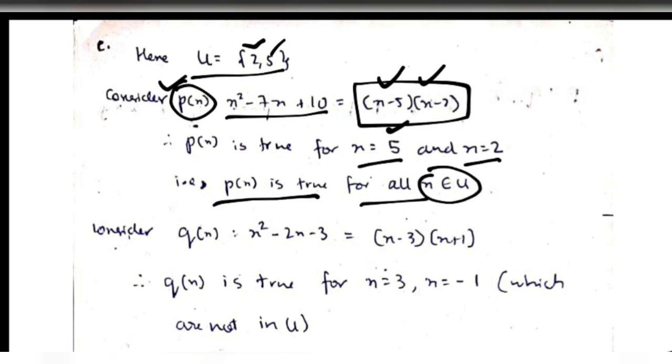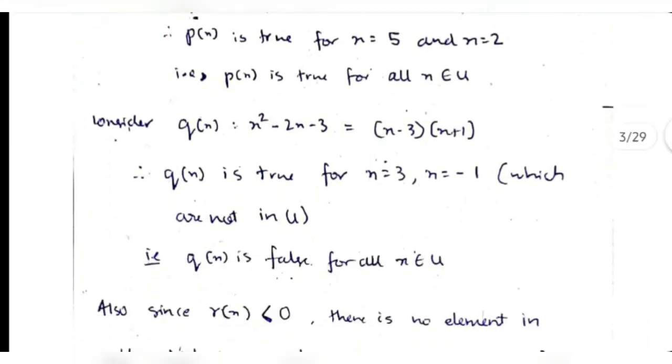See, we got the solutions for x as x is equal to 5 and x is equal to 2, and U has the set 2 and 5, right? So P of x is true for all the values present in U. Similarly we'll do for Q of x also.